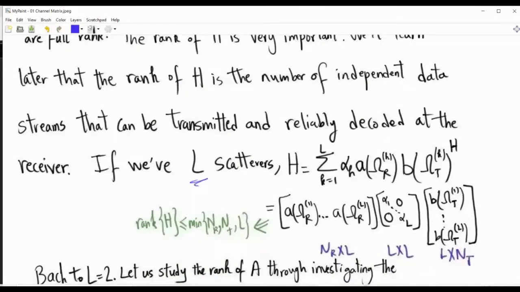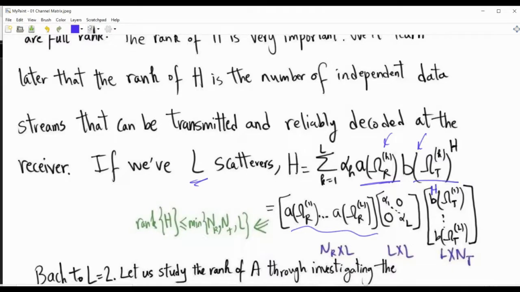So in the general case, if you have L scatterers, then your channel matrix is a weighted sum of the outer products of the A vectors and the B vectors, which can be written as the product of three matrices: a matrix whose columns are the A vectors. Again, the A vectors are parameterized by the directions between the incident path and the array. And then here we have a matrix whose rows are the Hermitian.